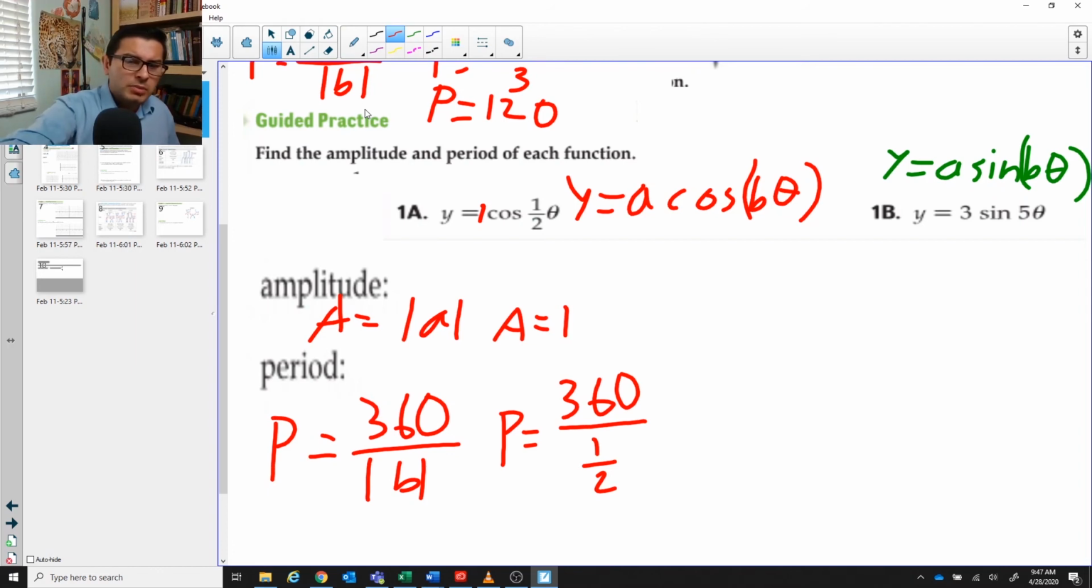Back to our lesson, that means our period will equal 720, which means that it's going to take 720 units for it to complete a full cycle.